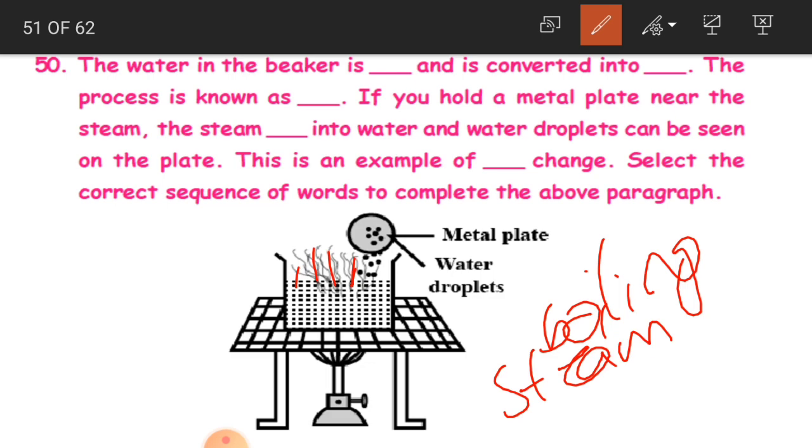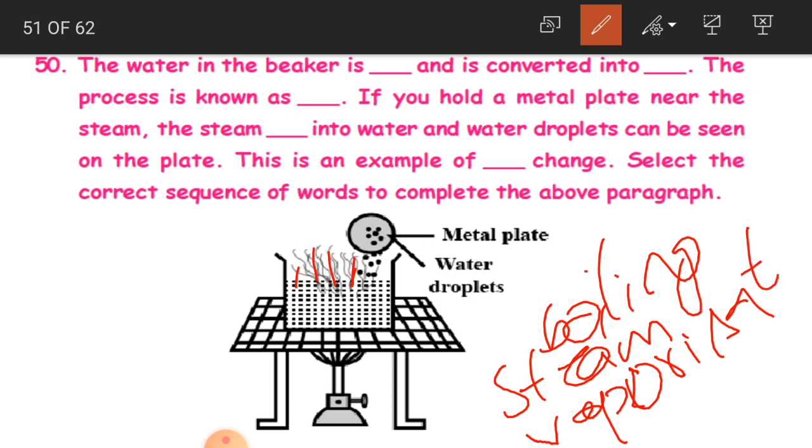And the process is known as, what do you call this? The boiling water converted into steam is called vaporization. Vaporization. And then, if you hold a metal plate near the steam dash. So this is the metal plate, children. When you hold this metal plate near the steam, what happens?